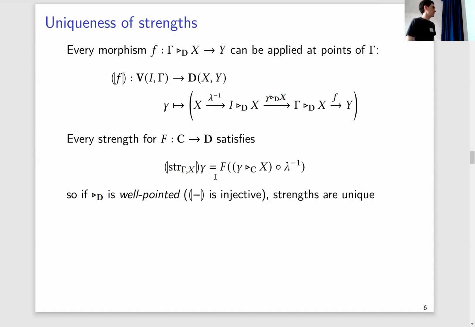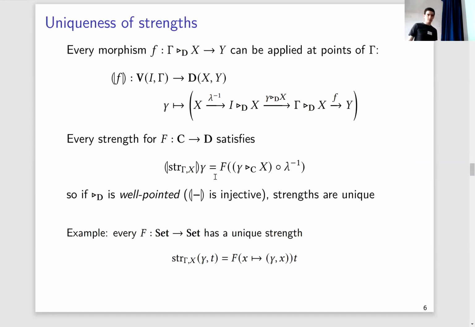And this immediately tells us that if every morphism is determined by points of gamma, then in fact there is only one possible strength. It's just the unique morphism, if it exists, that satisfies this property. So if we have a morphism that satisfies this property for every gamma and every X, it will always be a strength and will always be the only possible strength. So for example, in the case of sets with Cartesian products, every functor has a unique strength, and we really can't do anything with gamma. We just pass it along.